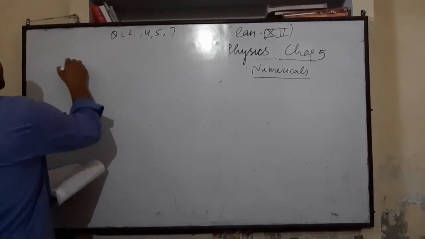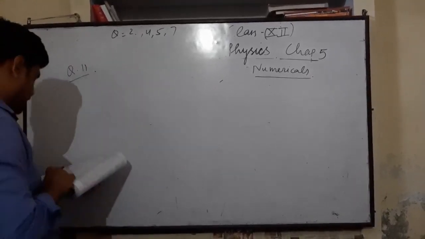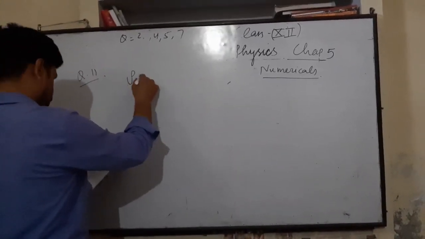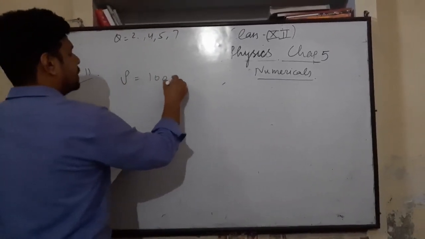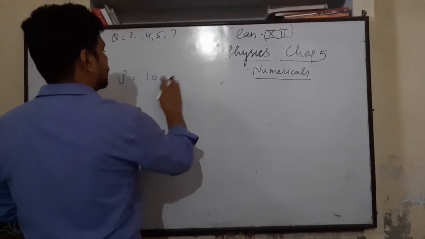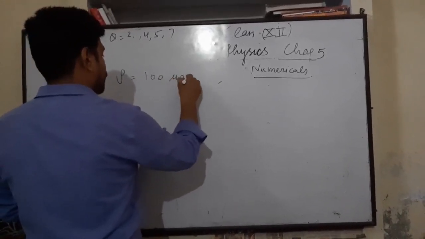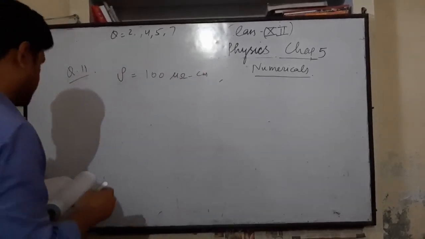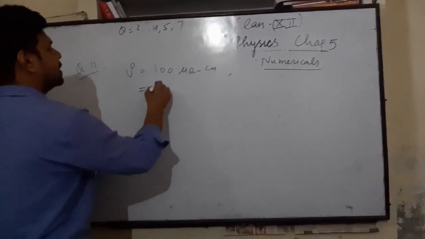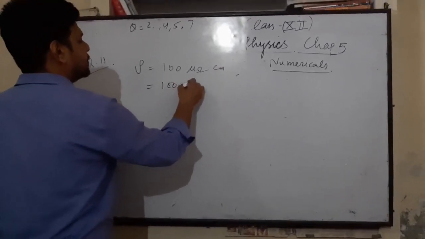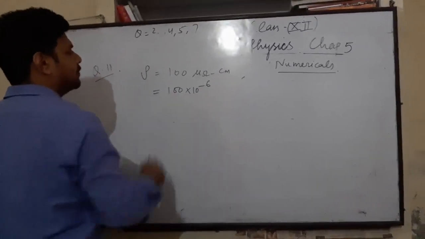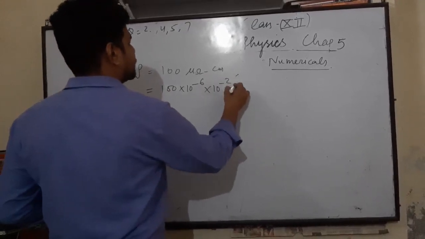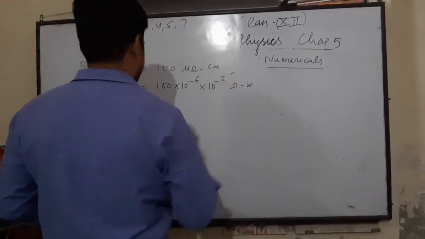Now question number 11. The specific resistance of nichrome rho is 100 micro ohm centimeter. So converted to ohm meter, 100 into 10 to the power minus 6 for removal of mu and into 10 to the power minus 2 ohm meter.